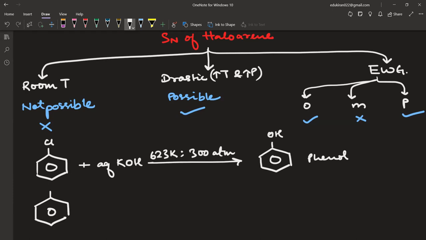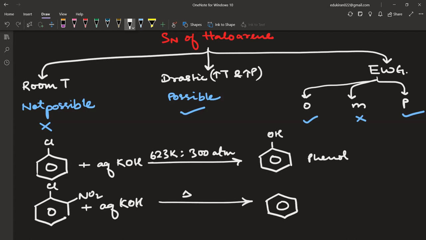And we have the same chlorine atom plus aqueous KOH. But here we have one NO2 group. We have to give here some heat. Don't have to remember the conditions, okay? And you will get phenol, and we have added a nitro group, NO2. NO2 is in the second position. This is first position, this is second position. So this is 2-nitrophenol.